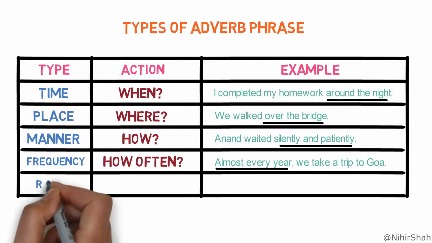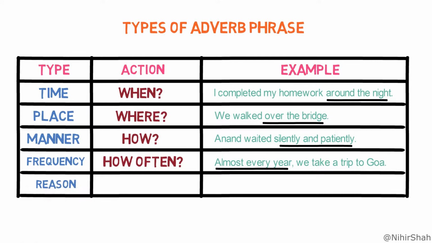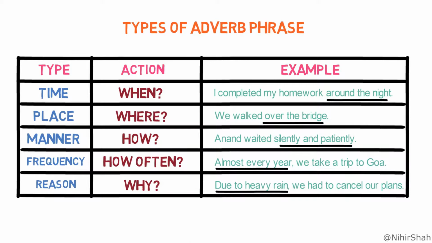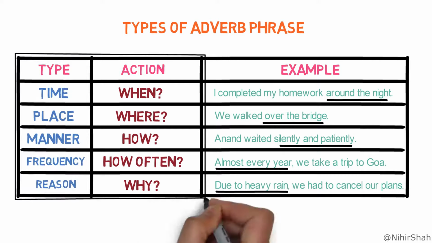And number 5. Adverb phrase of reason. It describes why an action occurred. Due to heavy rain, we had to cancel our plans. Why we cancelled our plans? Due to heavy rain. So, due to heavy rain is an adverb phrase of reason here. So, these are the 5 types of adverb phrases based on the action they are describing.